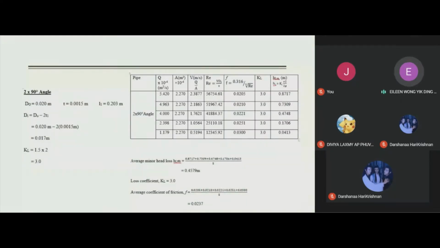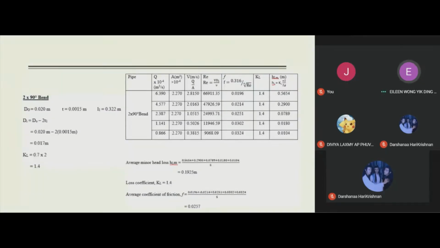So for the 90-degree angle, the KL for one 90-degree angle is 1.5. So if we have 2, we need to times 2. So we can get the KL for 2 times 90-degree angle is equal to 3. Using the same method as before, we can get the average minor head loss equal to 0.4579 meter. The loss coefficient is totally equal to 3, and the average coefficient of friction is equal to 0.0237.